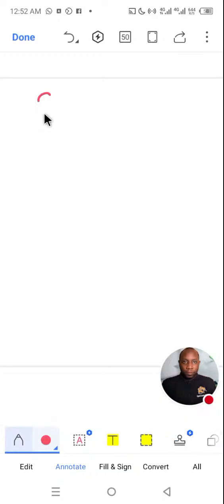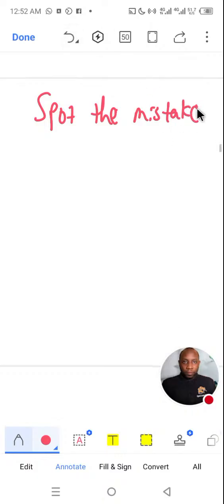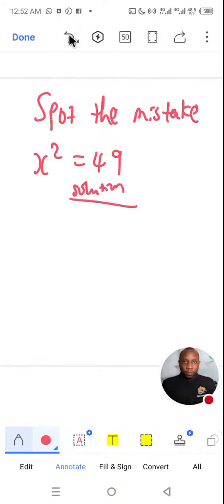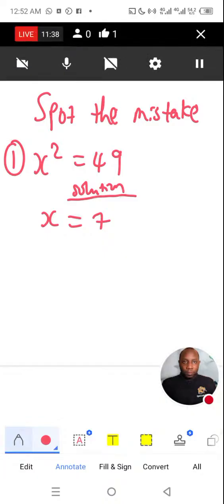So who can spot the mistake here? There is a mistake here. This is x squared is equal to 49. The solution here has a slight mistake, but who can spot it? x is equal to 7. Is it true that x is just 7? If you know it, say it in the chat.